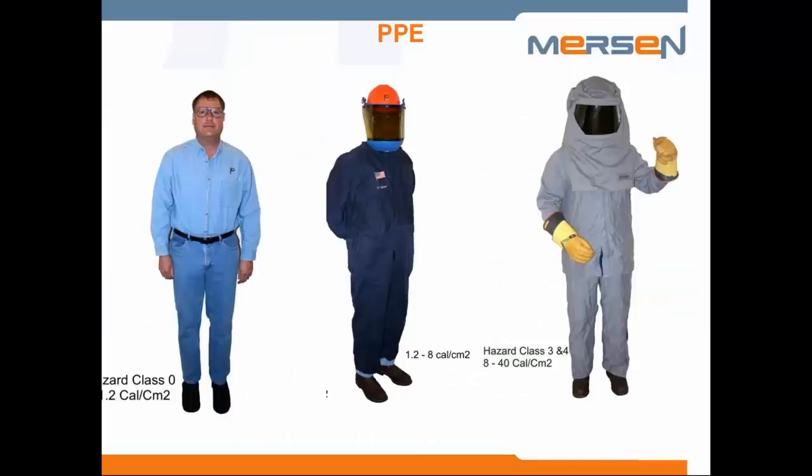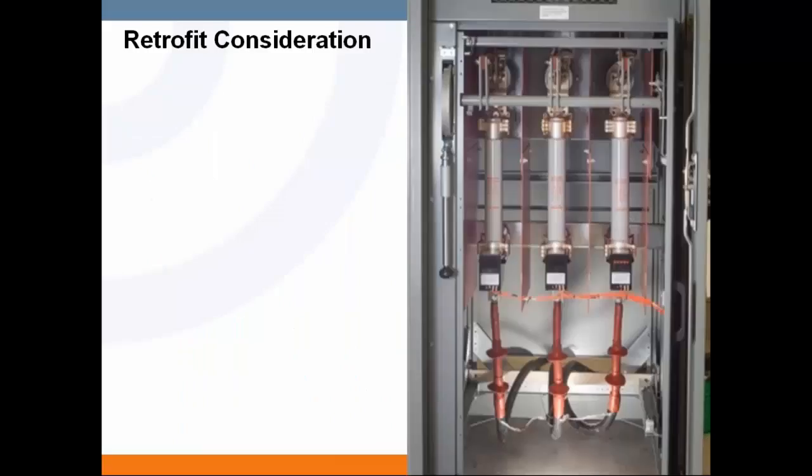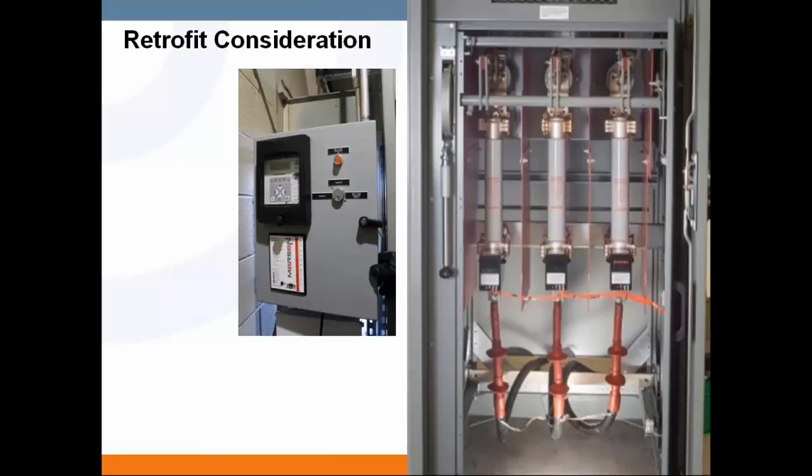So with this approach, the PPE requirements drop to what's known as Category 2, 8 calories or less, with a face shield and balaclava. The retrofit considerations for this approach include the addition of some equipment on the low voltage side. So in addition to replacing the existing fuses with another fuse that fits into the same 3-inch clips, we have to consider adding CTs if there are none on the low voltage side.